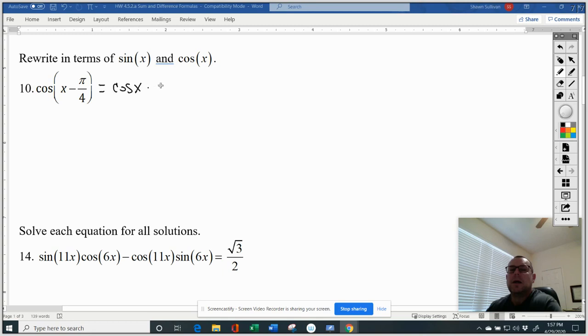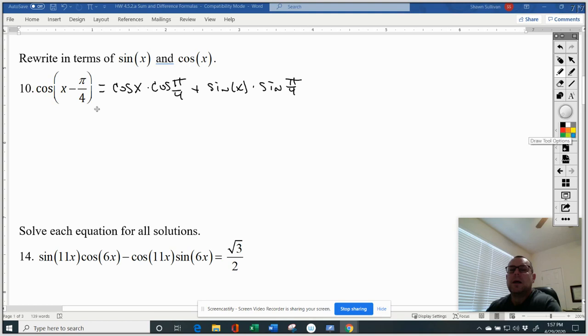cosine of x times cosine of b, which is pi over 4. And then remember, for cosine, our signs change, right? So it's a negative, and we're going to add. And this would be sine of x times sine of pi over 4.